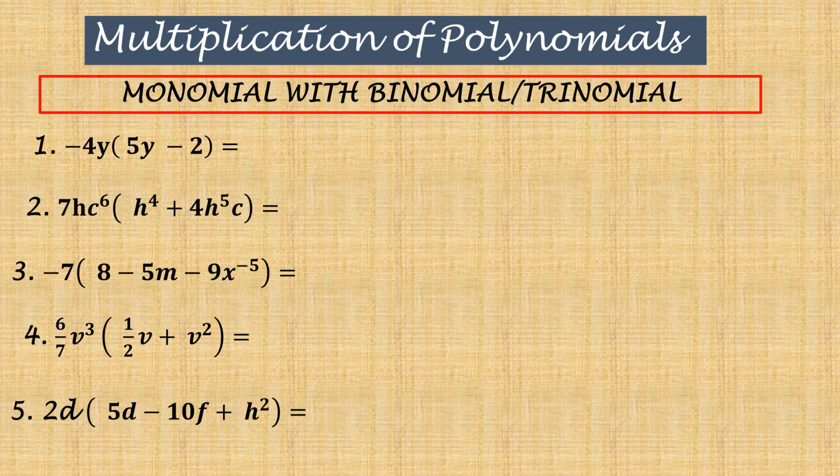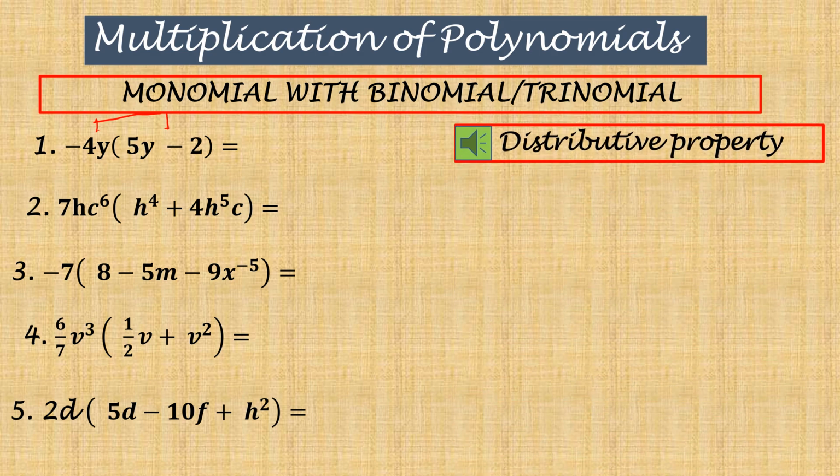So let us have number 1. This is a monomial multiplied to a binomial. So we just simply apply the distributive property at this time, but still the laws of exponents that are needed, we still have to apply them. So the negative 4y times the 5y will give you a negative 20y squared, because the negative 4 times the 5 is a negative 20, then y to the power of 2. And then the negative 4y multiplied to a negative 2 will be positive 8y.